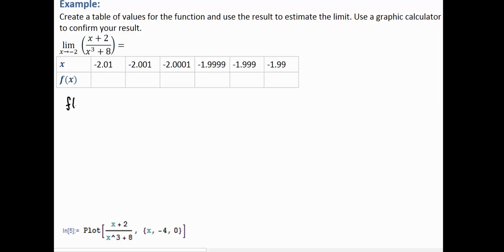So if you were to plug in negative 2.01, which is close to negative 2, but not quite, then we have negative 2.01 plus 2 over negative 2.01 cubed plus 8. And that gives us 0.0829.